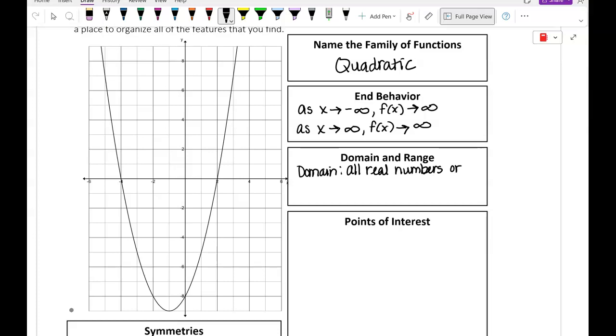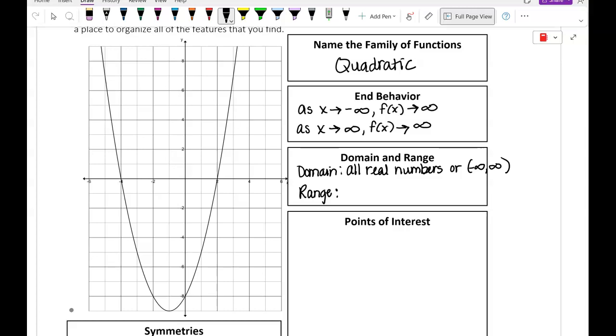Or again, you could write it in interval notation and say negative infinity, comma, infinity. That means there's no restrictions. You can use all real numbers. Now for my range, is there a restriction on the possible y values for this function? What is that restriction? It doesn't go below -9.